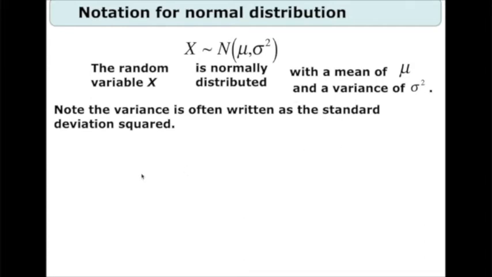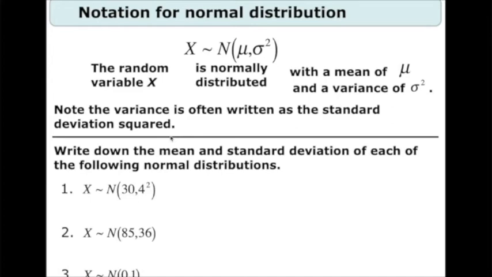So note the variance is often written as the standard deviation squared. Okay, let's just go through this simple example to make sure you understand the notation. Write down the mean and standard deviation of each of the following normal distributions.